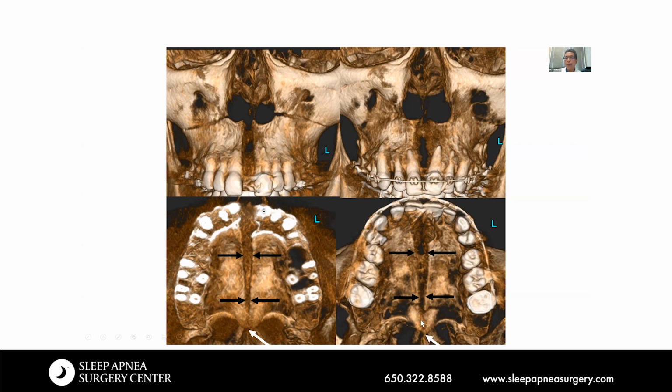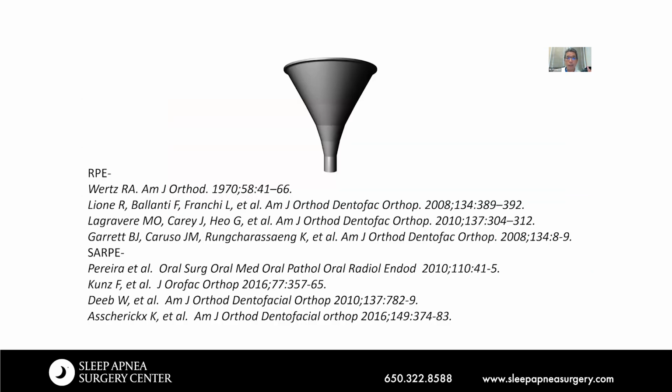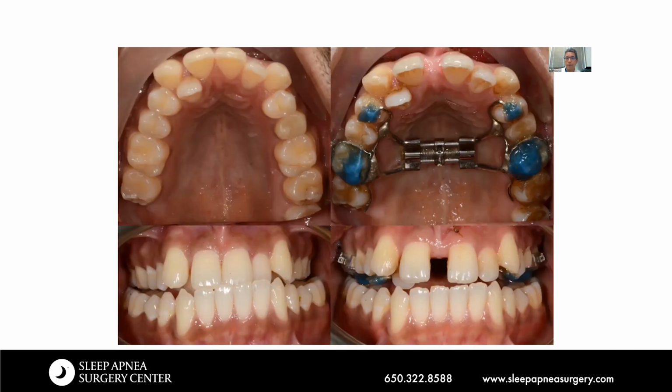And nothing's happening in the back. This is what I call cone expansion. I said, I must be doing something wrong. Then I did a literature search. I learned that with all these RPE or SARPE, that's the typical expansion pattern. We are widening the jaw, maybe affecting the nasal airway some, but not to a significant extent.